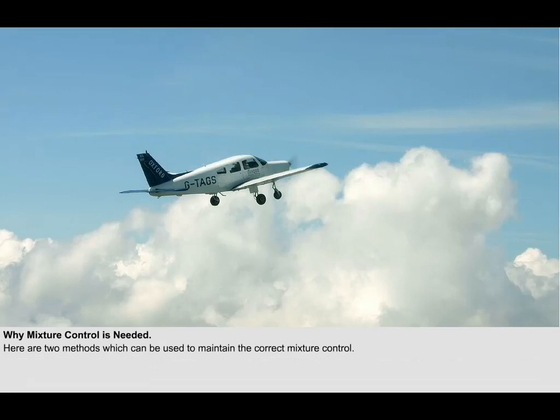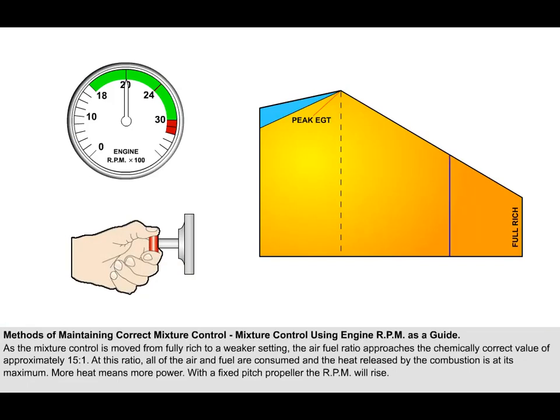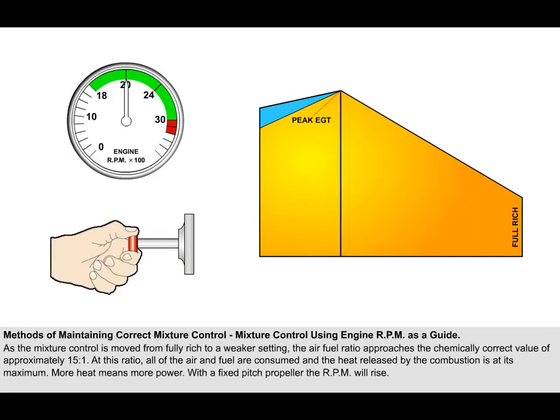We'll look at two methods which can be used to maintain the correct mixture control. The first method that we'll examine presumes some knowledge of the effects that mixture change will have on the engine. Bear in mind that as the mixture control is moved from fully rich to a weaker setting, the air-fuel ratio approaches the chemically correct value of approximately 15 to 1. At this ratio, all of the air and the fuel are consumed, and the heat released by combustion is at its maximum. More heat means more power. With a fixed-pitch propeller, the RPM will rise, and airspeed will increase as more power is produced.